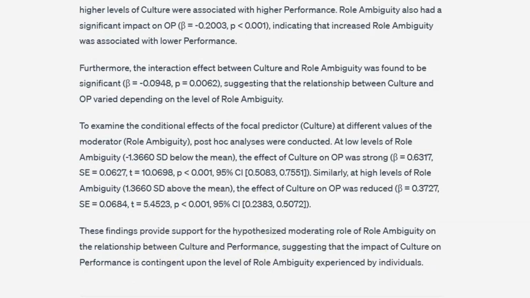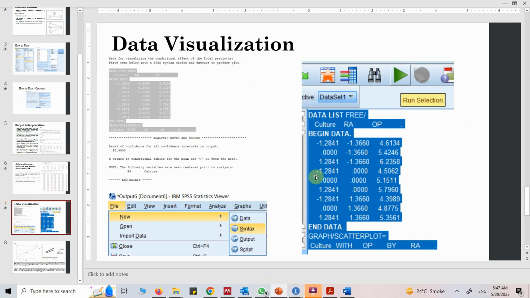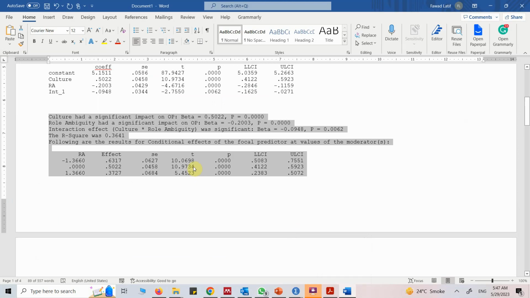Now how do we get the graph, the slope? To do so, what we are going to do is copy this text here. Where is it? Go down.